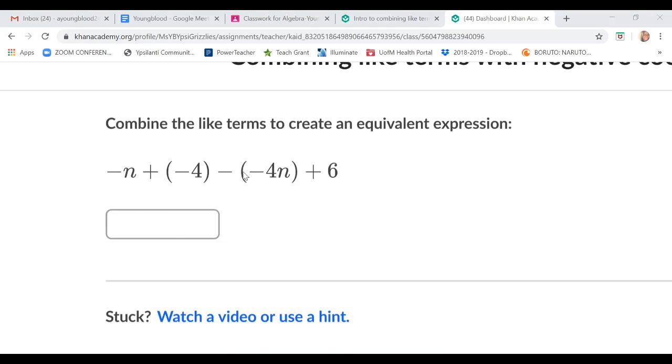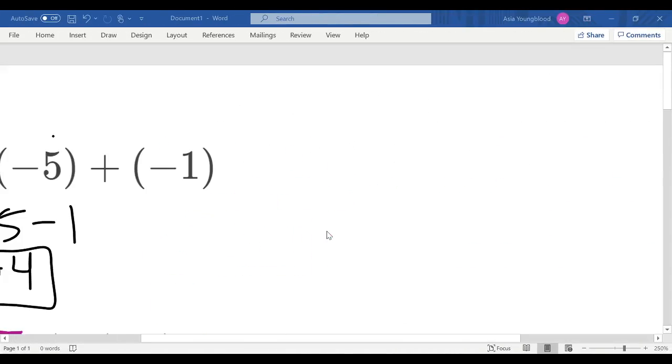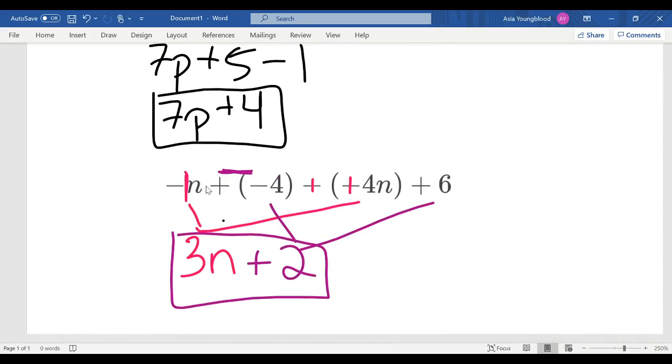So again, I'm going to switch back to my sketch screen because we went through one in a little more detail. So we were given this expression, -n plus -4 minus -4n plus 6. We changed this minus a negative into addition. So we did -1n plus 4n, which got us 3n. And then we have this -4 here, which means that we could just change this whole thing to -4. So -4 plus 6 got us 2. So our final simplified answer to this expression was 3n plus 2.